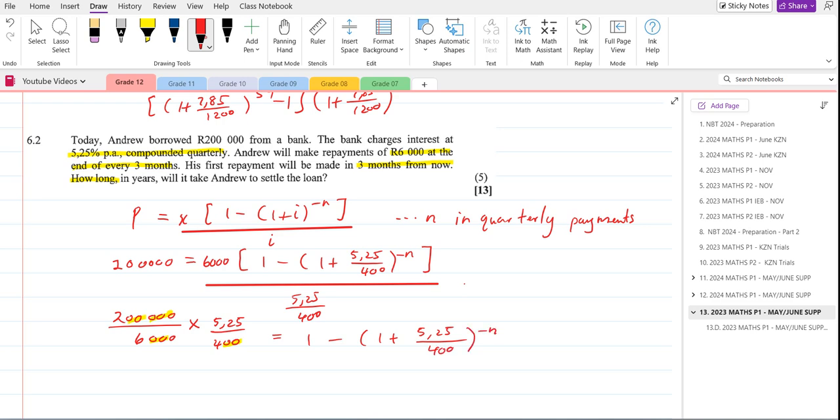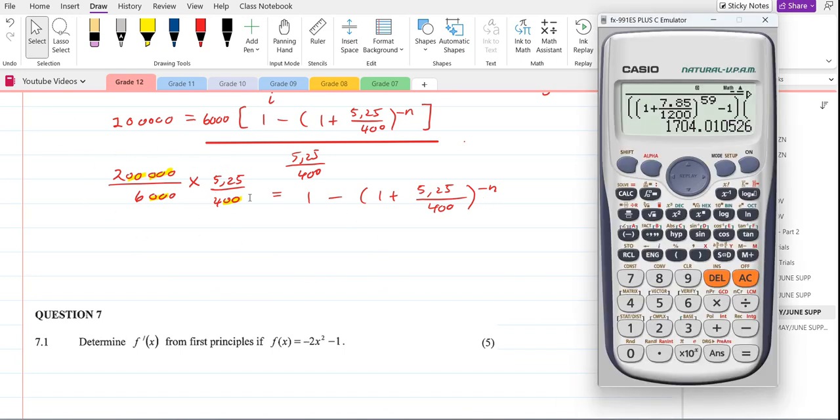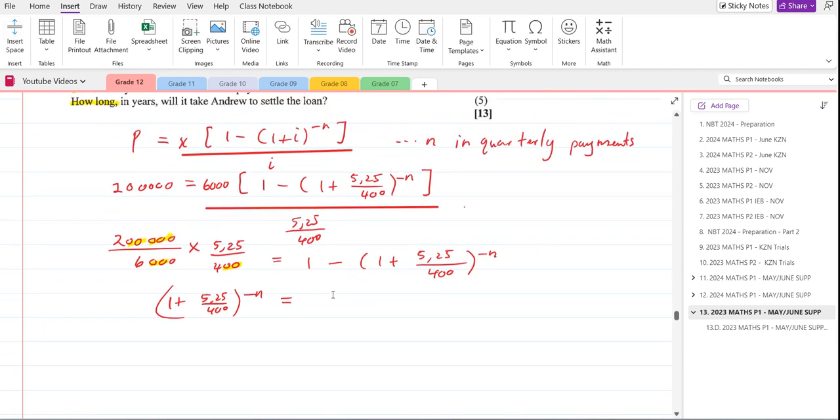Now what I'm going to do is bring all of this term over to the other side and take all of this onto the other side. I'm just going to take log of the answer, right? Or better, if we work out all the left hand side on the calculator, let's see what we get. Let me take 1 minus all of this term. Alright, so what I'm getting is 1 plus 5.25 over 400, right, to the power negative n is equal to 1 minus this, 1 minus all of this answer. Let me see what I'm getting in log form. Let me see what I'm getting as a simplified fraction.